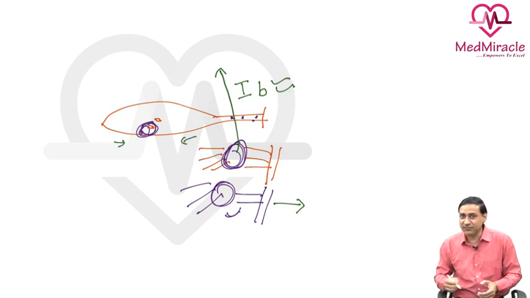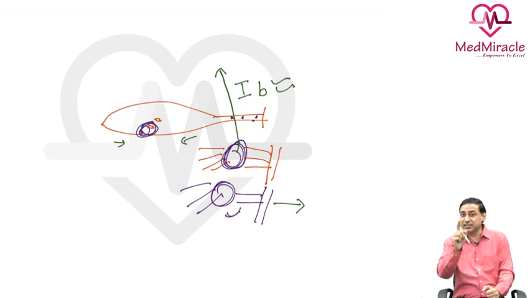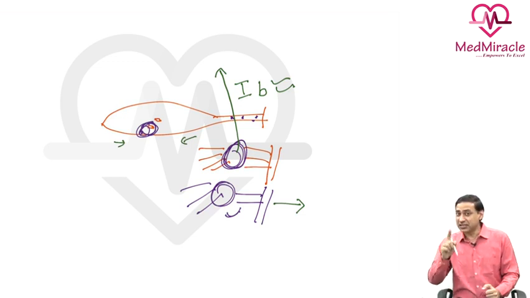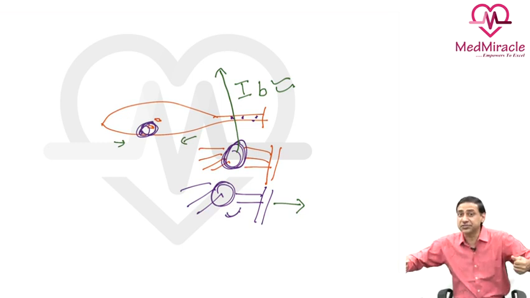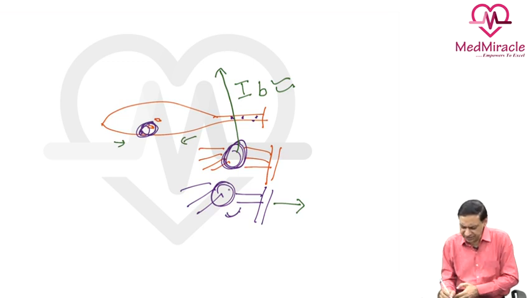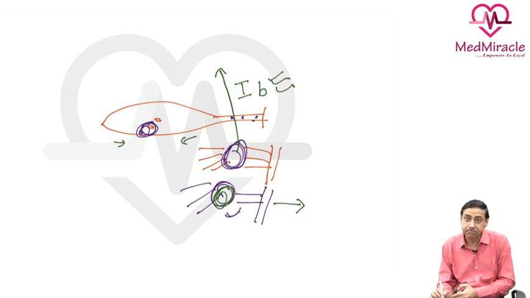So what is this Golgi tendon organ sensing? It is sensing tension. It is not a length sensor. It is a tension sensor. So whenever tension in the tendon fiber is more, whether because of the passive stretch or because of the contraction of the muscle, this 1B fiber will fire.